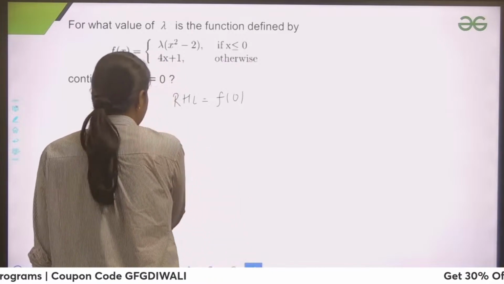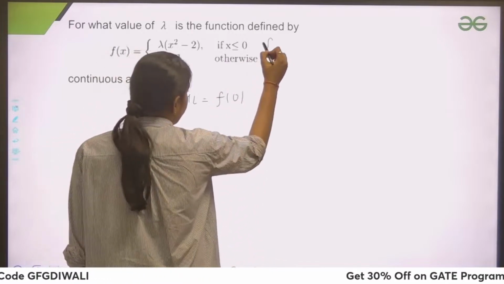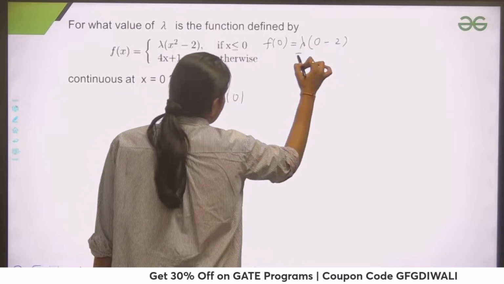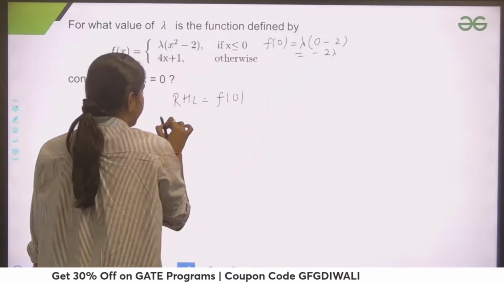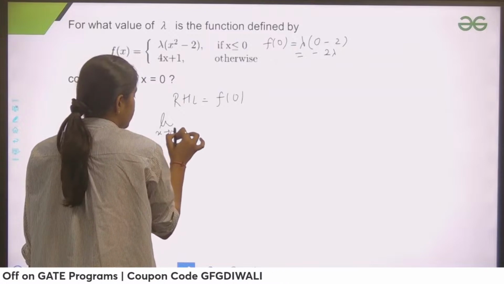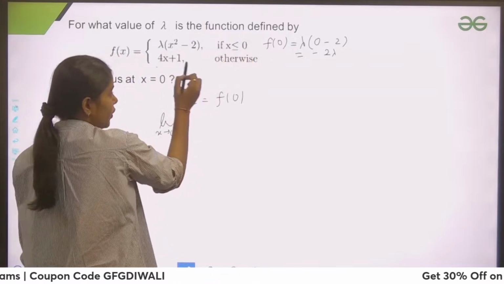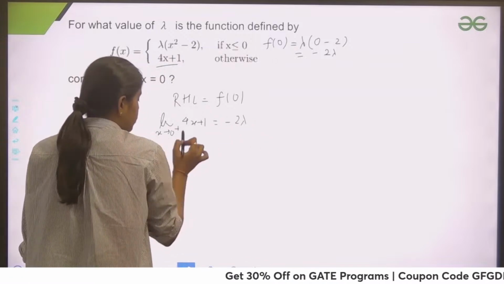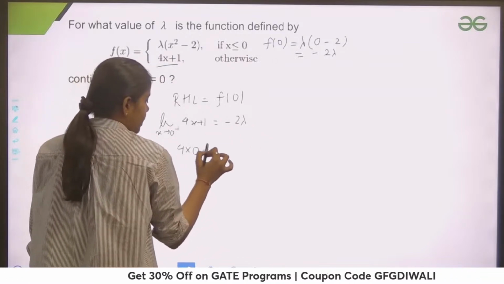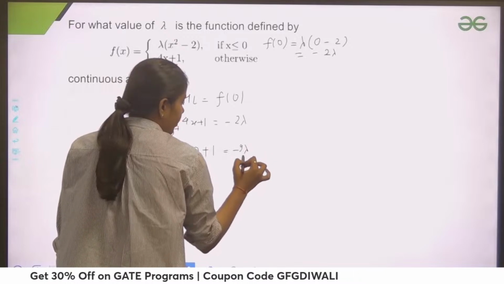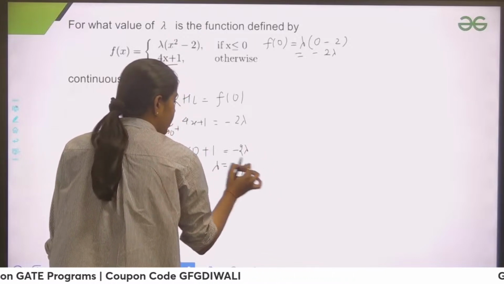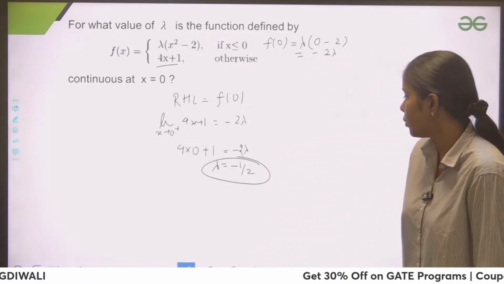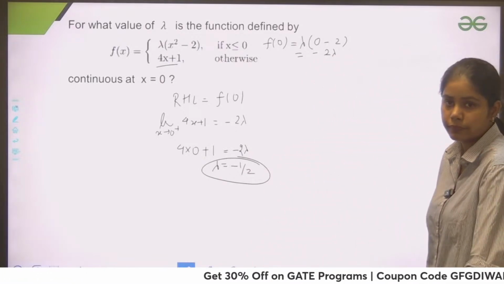So I'm taking here right hand limit and f of 0. So if you find out f of 0 from here, this function you would take lambda into 0 minus 2. So it would give me minus 2 lambda. And if I find out right hand limit, limit x approaches 0 positive, because on the right of 0 we have this function 4x plus 1, equals minus 2 lambda. So if you put 4 into 0 plus 1 equals minus 2 lambda, lambda would become minus 1 by 2. That is the answer, minus 0.5. Right? This would be the answer for the value of lambda.